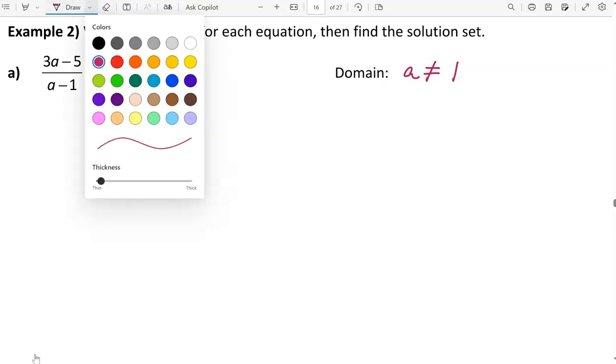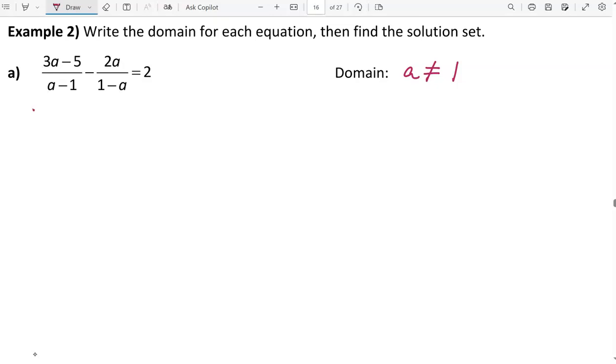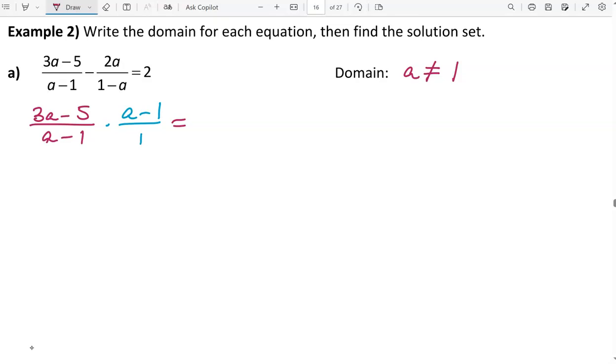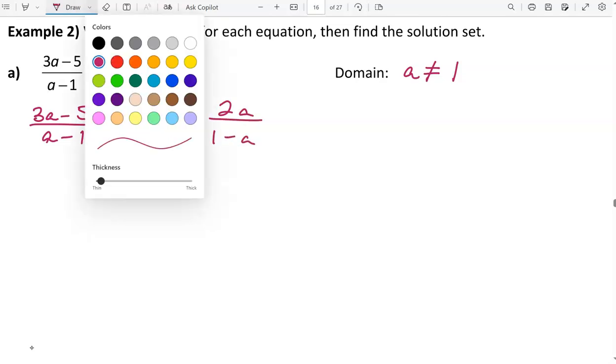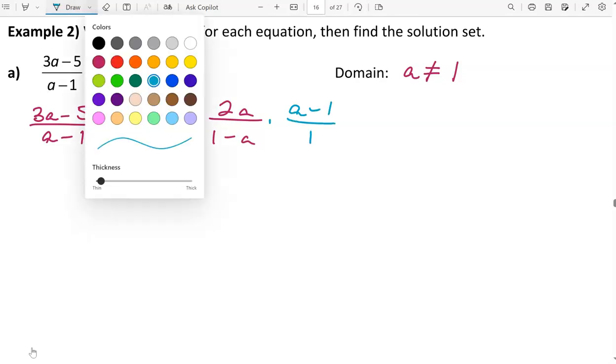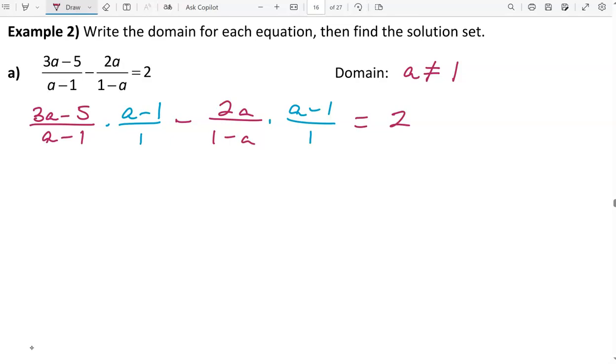And so when we multiply through by the least common denominator, we're going to multiply through by a minus 1. So 3a minus 5 over a minus 1 times the least common denominator of a minus 1 over 1 minus 2a over 1 minus a times that least common denominator of a minus 1 over 1 equals 2 times that least common denominator of a minus 1.